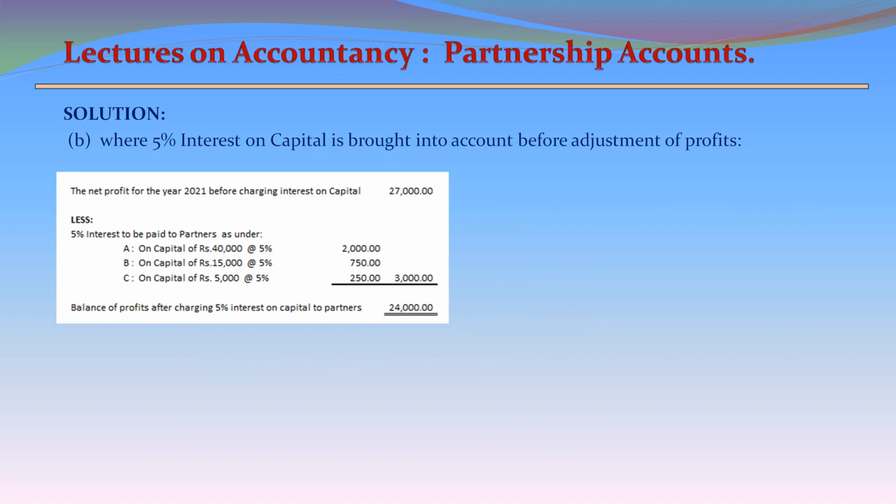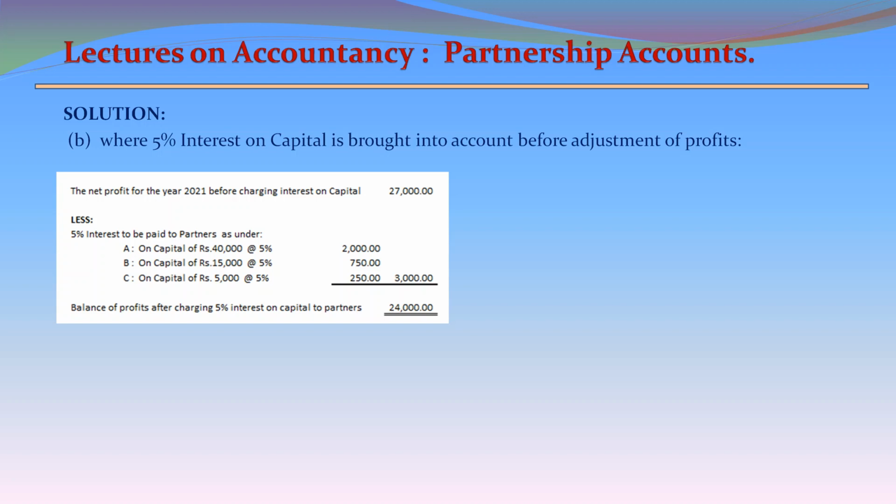B. Where 5% interest on capital is brought into account before adjustment of profits. The net profit for the year 2021 before charging interest on capital is equal to 27,000. Thus, 5% interest will be paid to the partners as under. Partner A, on capital of 40,000 at 5%, 2,000 rupees. Partner B, on capital of rupees 15,000 at 5%, 750 rupees. C, on capital of rupees 5,000 at 5%, 250 rupees.